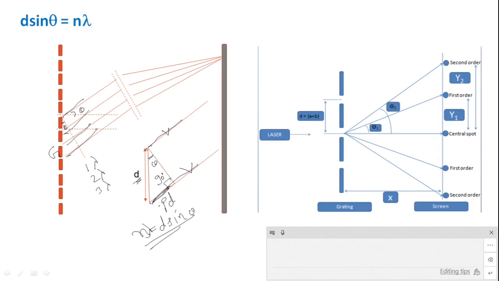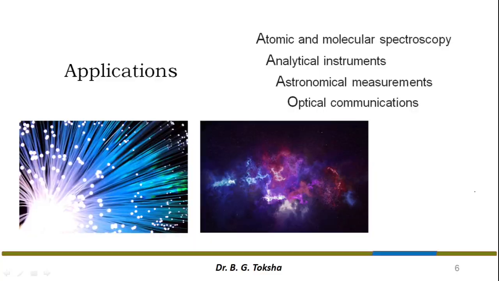So the experimental setup: here we have a laser source, this is the grating that we have, and this is the screen. We need to note how many rulings there are on the diffraction grating, from which we can find out the value of d. This number will be mentioned on the grating, so we need to observe it. By measuring the distance between the diffraction grating and the screen, and the central spot to the first order, second order and so on, we can get the angle of diffraction.